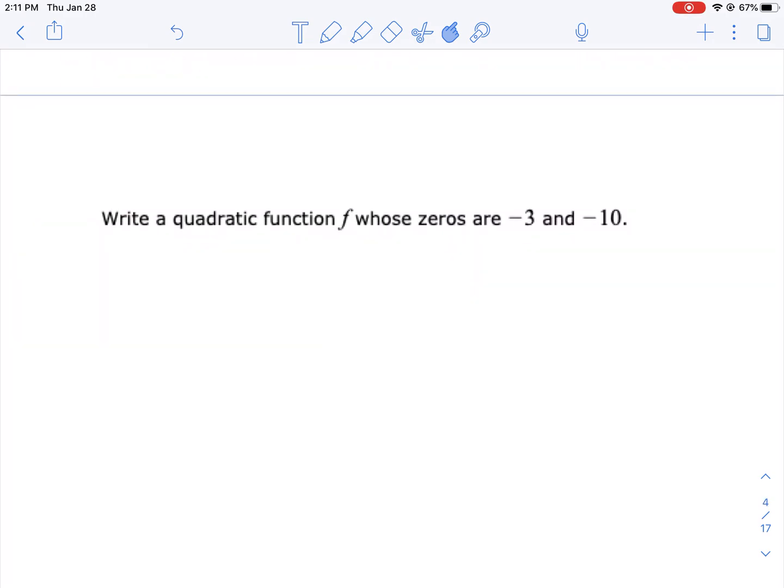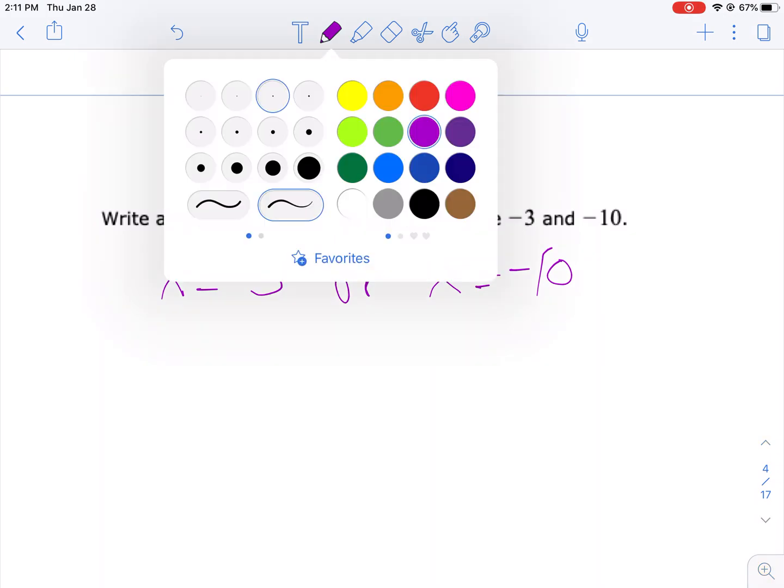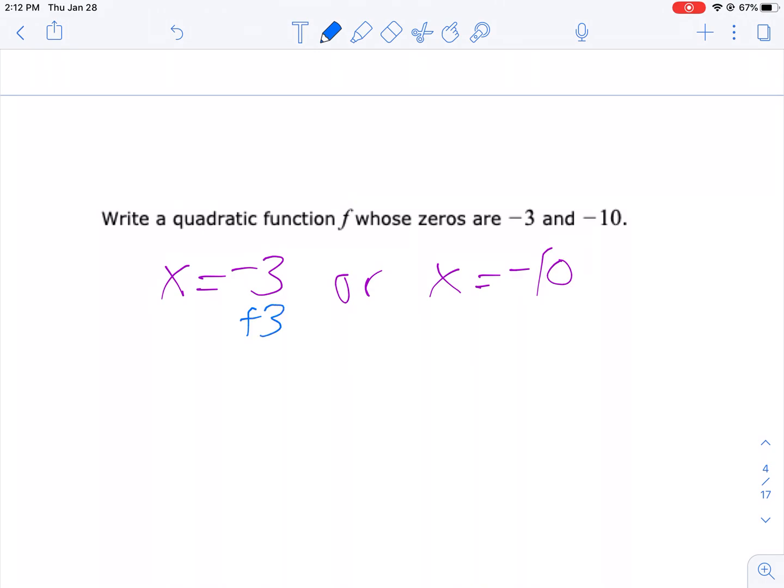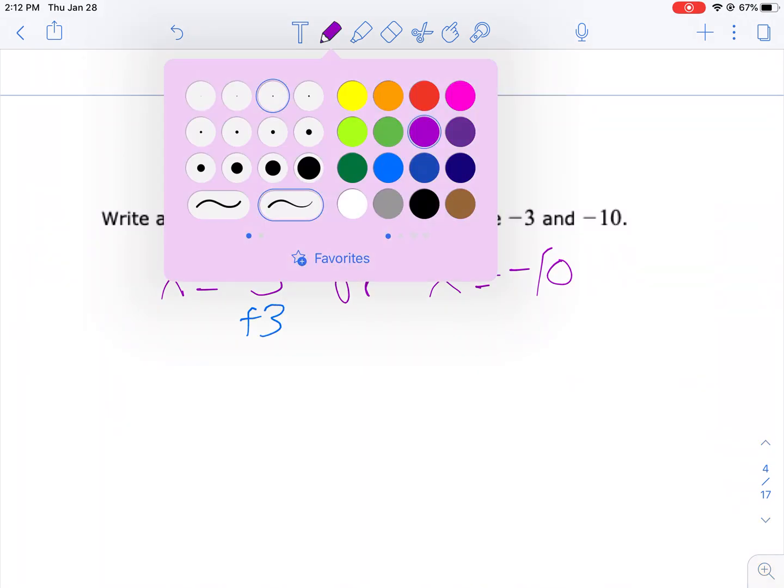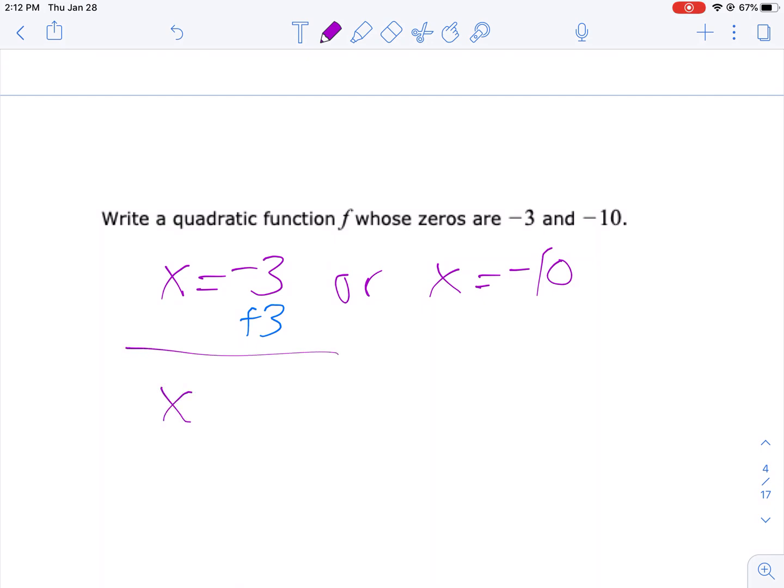Now in this problem, we're going to work backwards. I told you the answers, and I want you to write the quadratic that has that. So we're going to say, oh, this means x equals negative 3, or x equals negative 10. I'm going to make it equal to 0. So what I'm going to do is add 3 to both sides. So on the left equation, I get x plus 3 equals 0. I guess I didn't show my plus 3 there. I should have. My brain went to the next problem.